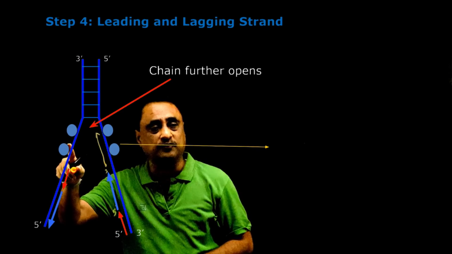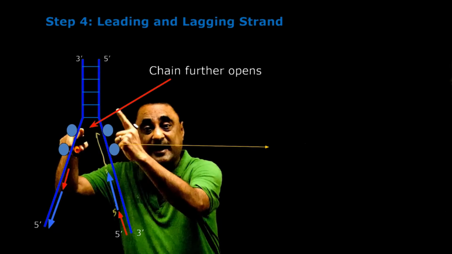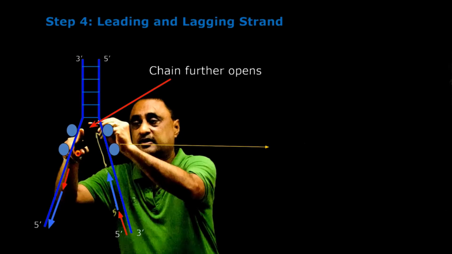But if you come over here, what will happen? In this strand, it cannot go backward, right? Because synthesis occurs in the 5' to 3' direction. Okay, so here what will happen?